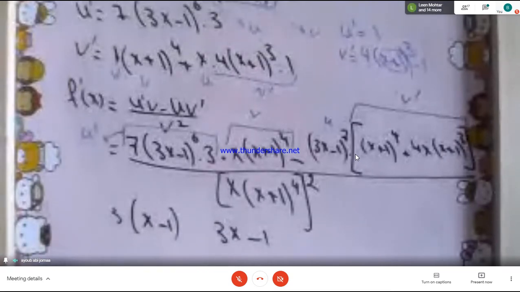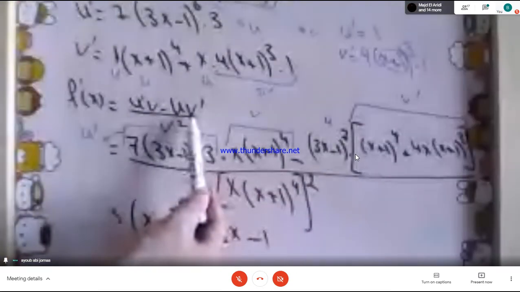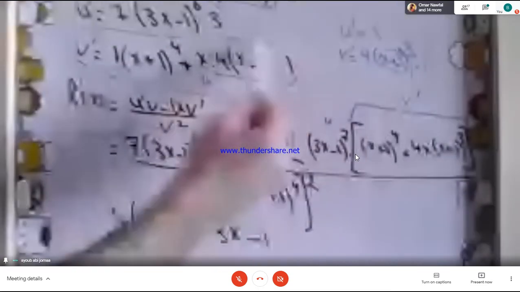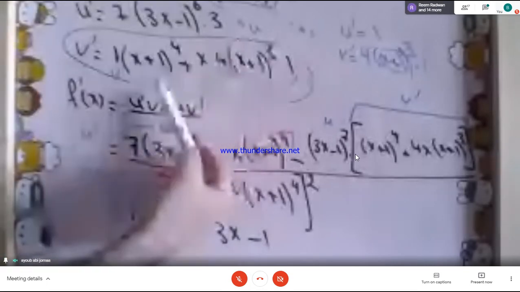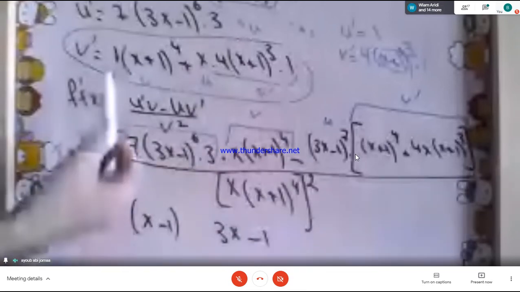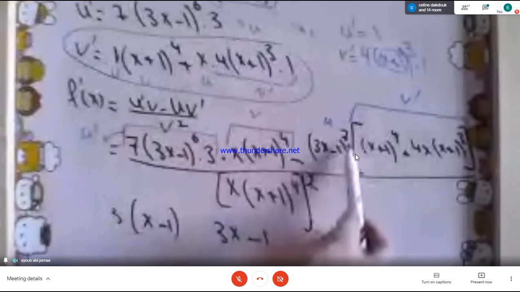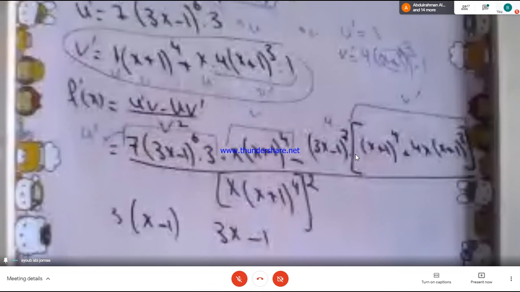According to the case, according to the exercise, whether you need this or this. Okay? In this one, you have to multiply u by v prime. That means that you have to multiply u by all this quantity, v prime. So this quantity you have to put between brackets. Because if you don't write the brackets, it means that you are multiplying this u, 3x minus 1 power 7, by the first one only, by x plus 1 to the power 4, which is not true.